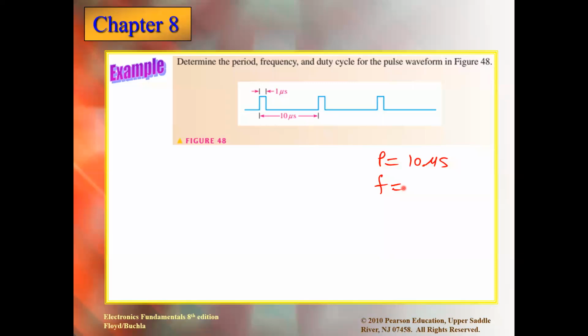Then next is frequency, f. How can we find f? You know the period is T. We know the formula, f equals 1 over T. So 1 over 10 microseconds, that is 10 to the power minus 6, and it will be how much? 100 kilohertz.